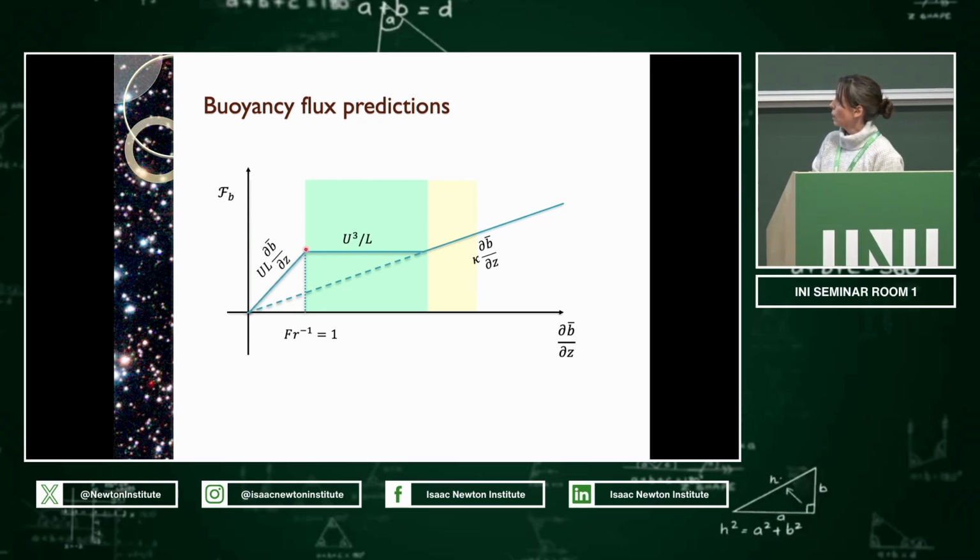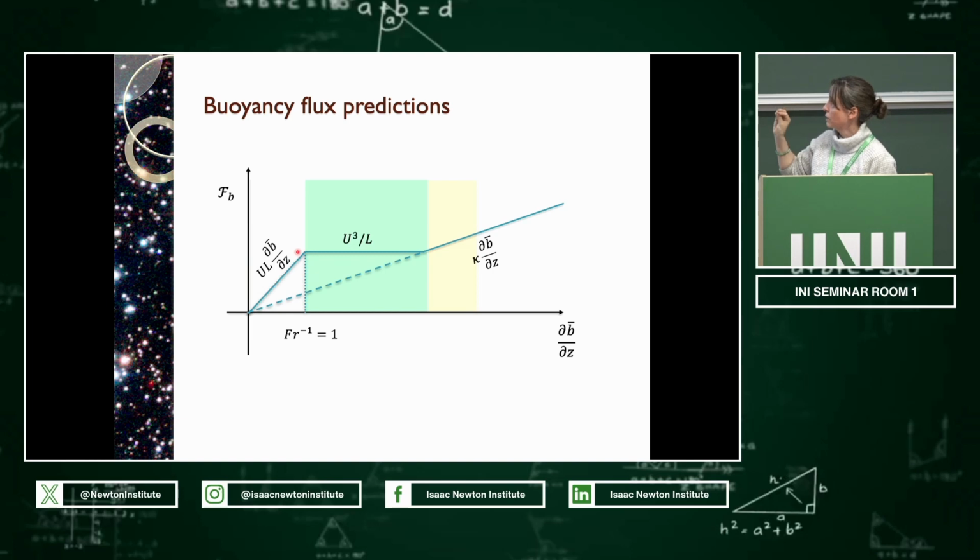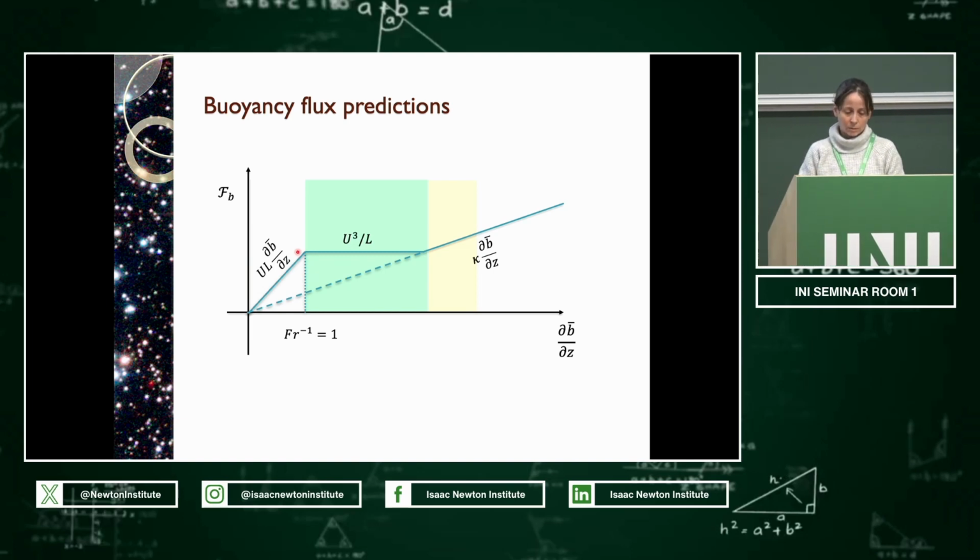When you're unstratified, essentially the buoyancy field is just a passive scalar. And the buoyancy diffusivity in that case is just a turbulent diffusivity, which I'm going to estimate as U times L times the buoyancy gradient. In this region, we just have U cubed over L. And here, it's going to be dominated by just microscopic diffusion of buoyancy. So that's the prediction.